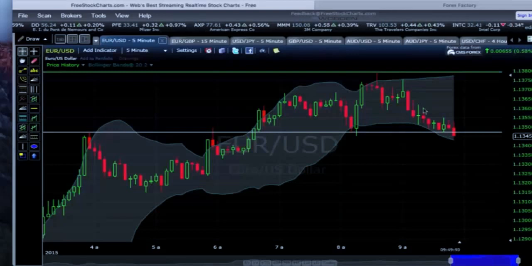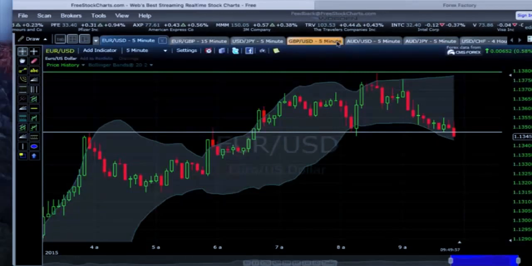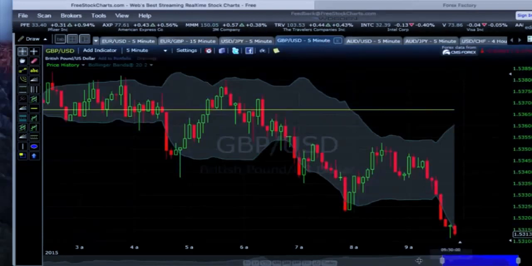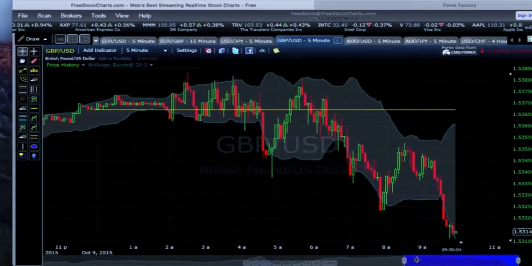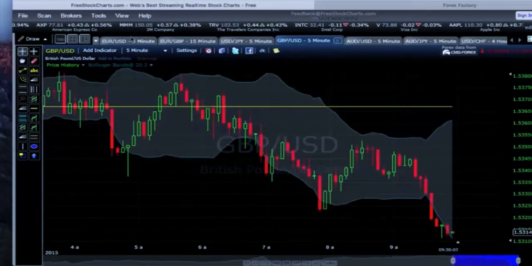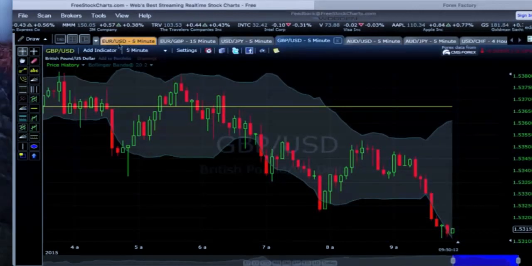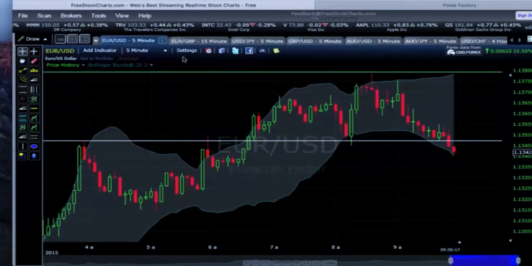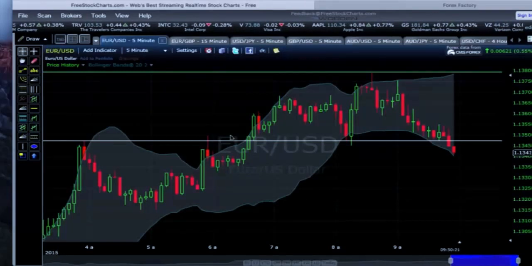Okay, guys. Take a look at GBP USD too. So I think they're both going to go up, Euro USD and GBP USD. GBP USD has already gone up, 142. Look at Euro USD, it just came down pretty roughly. Whoa. Okay.